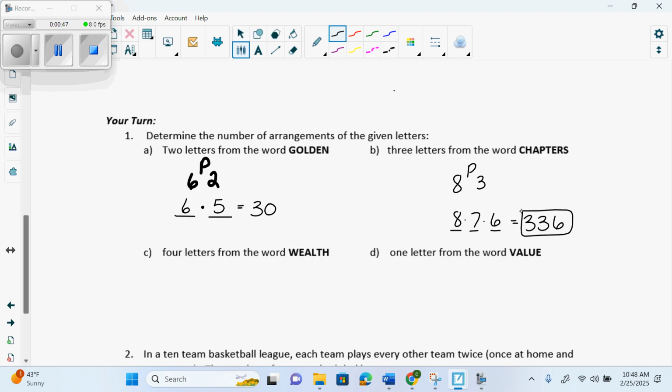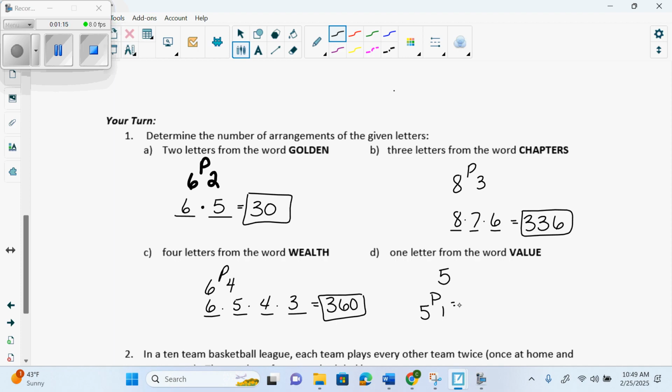Now the thing with all the words here, and you don't even know it, is none of these have repeating letters, because that's what we're starting to deal with today. So we are going to have to see if there's repetition. 4 letters from well, 6P4, or 6 times 5 times 4 times 3, which is? And 1 letter from value, 5, or 5P1, which is 5.